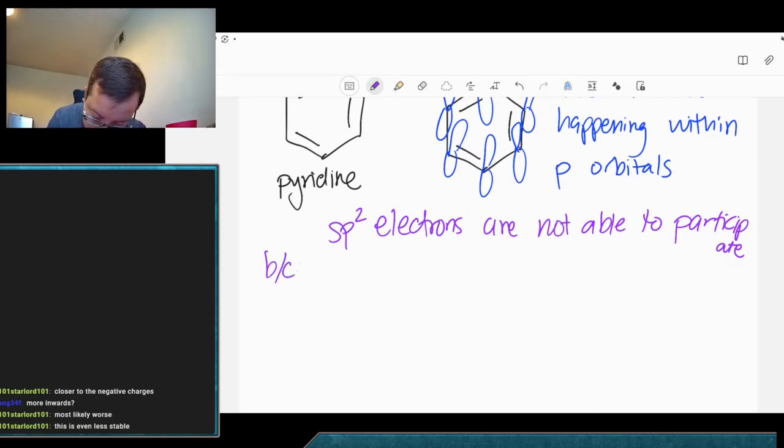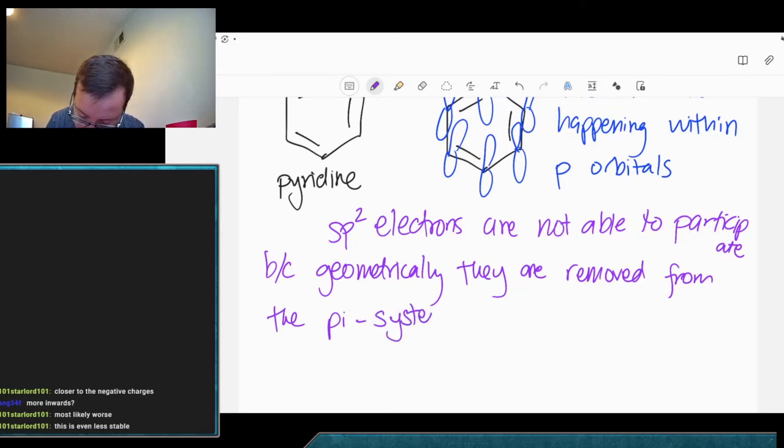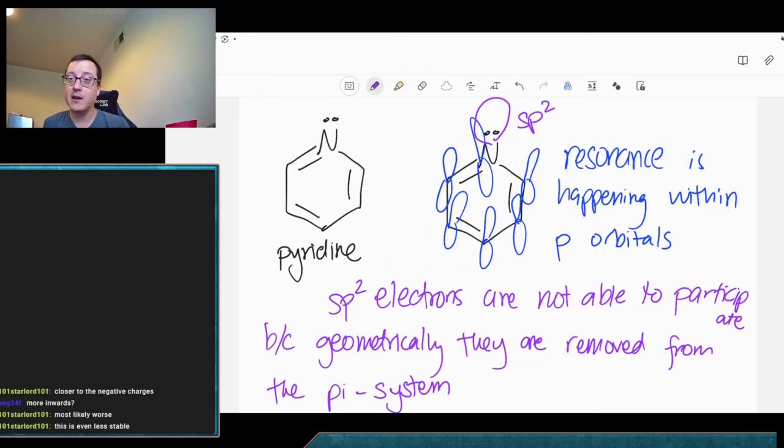Because geometrically they are removed from the pi system. So all those pi orbitals that we can resonate with, those are all pointing up and down.